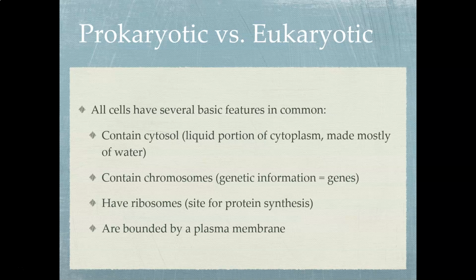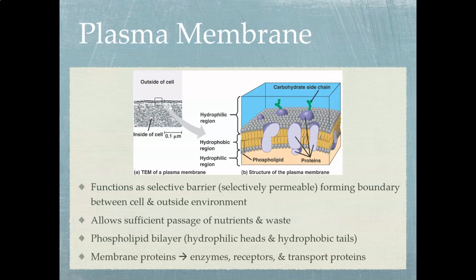We'll certainly see that prokaryotes and even some eukaryotes have additional layers beyond that plasma membrane, but every cell has at least that. So speaking of that plasma membrane, let's just kind of look at some structure briefly here.